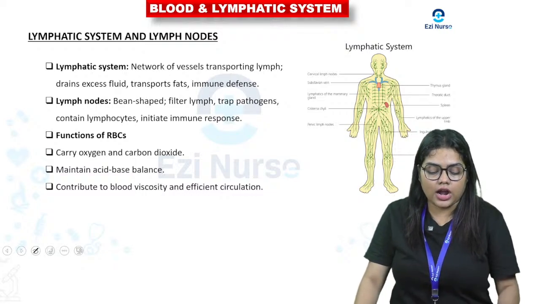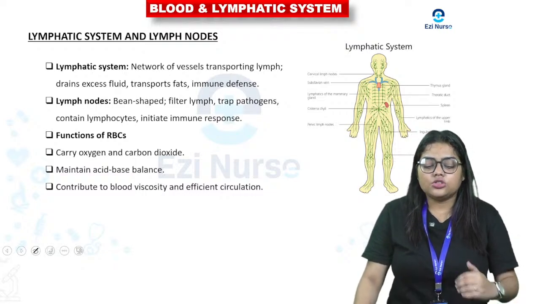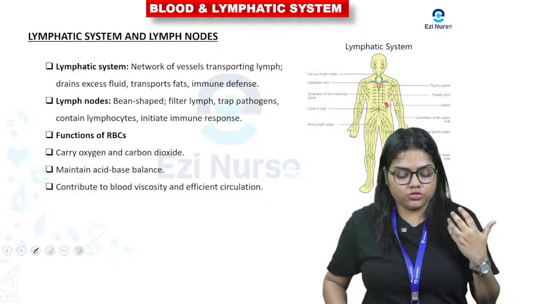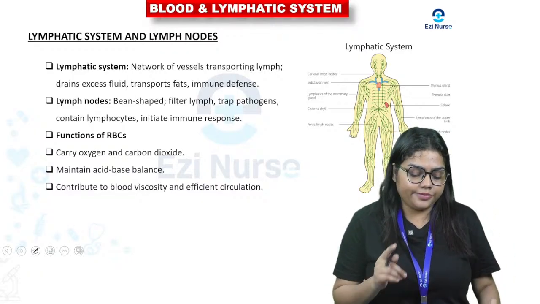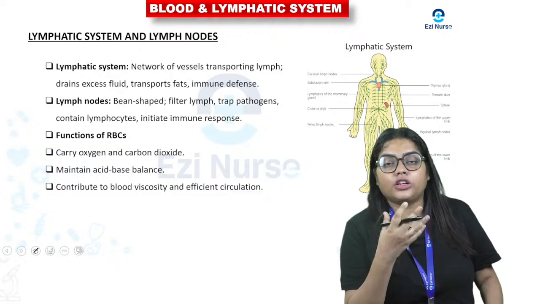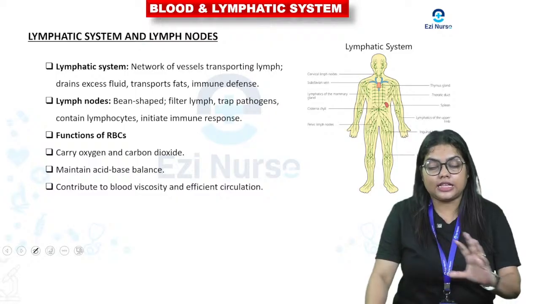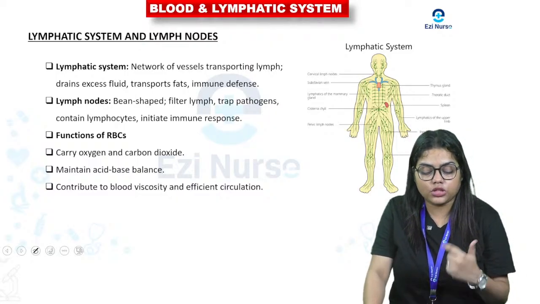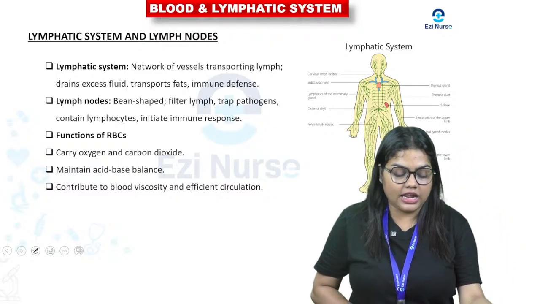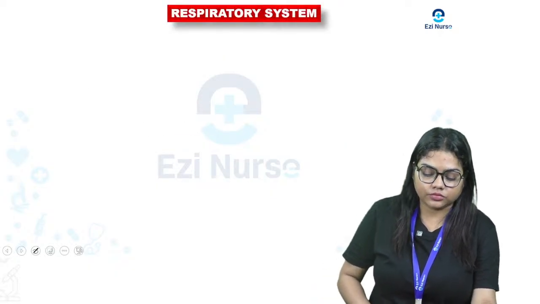The function of RBC. So what is the function? The function of RBC is mainly to carry oxygen and carbon dioxide, maintain the acid-base balance and contribute to blood viscosity and efficient circulation.